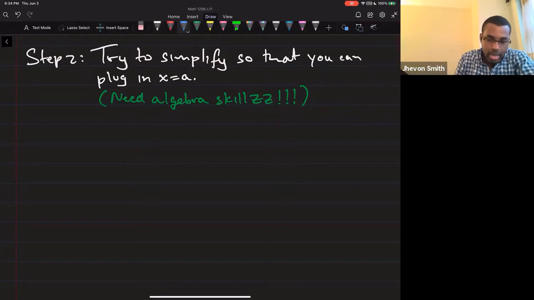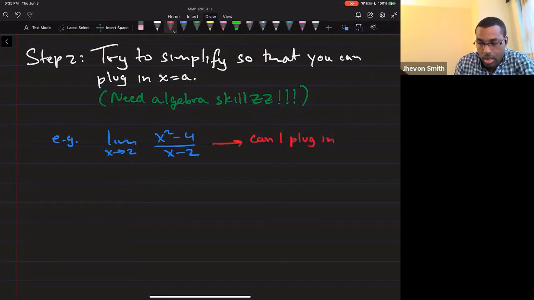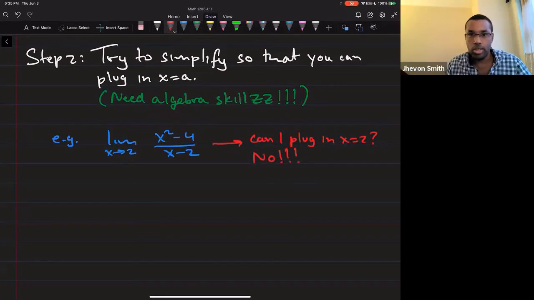And of course, we saw an example where this would work. So we had the limit as x approaches 2 of x squared minus 4 over x minus 2. So notice the first thing I would think here is, can I plug in x equals 2? And the answer was no. Nah, dude, you can't do that because that's division by 0. You do that, Jhevon kills you, right? So then you ask, can I simplify?